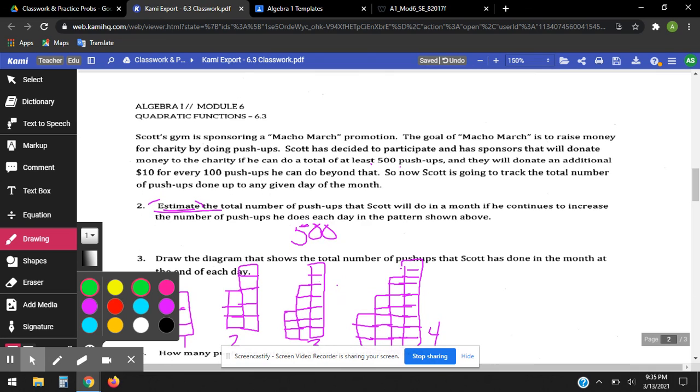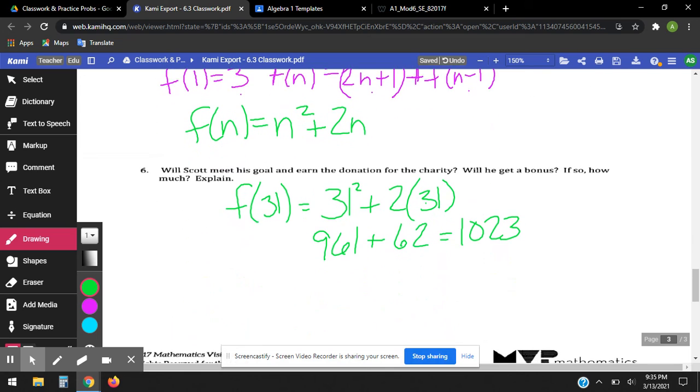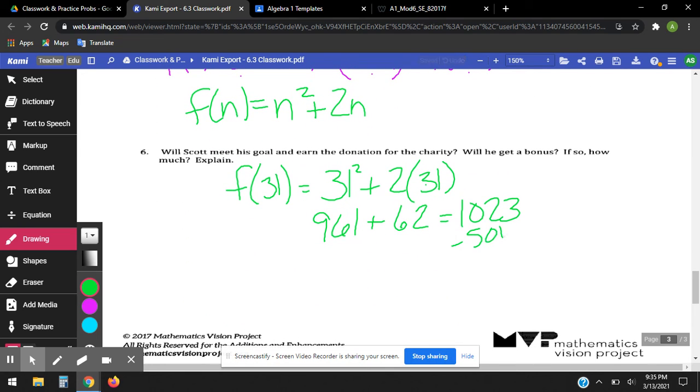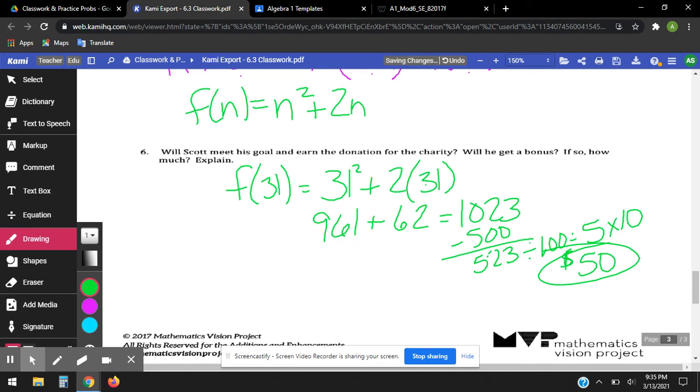So how much does he get? They will donate at least 500. They'll donate an additional 10 for every 100 he can do beyond that. So they're assuming he's got to do 500 first. So if we take out the 500, then that's 523, which you divide by 100, he'll get 5 times 10. So he'll get $50 from his sponsors. So yes, he will reach his goal and he'll earn $50 for his additional push-ups.